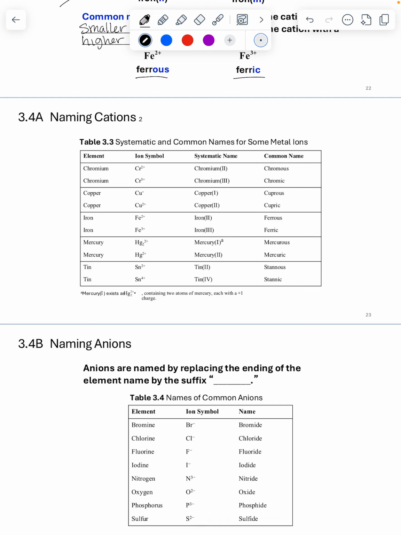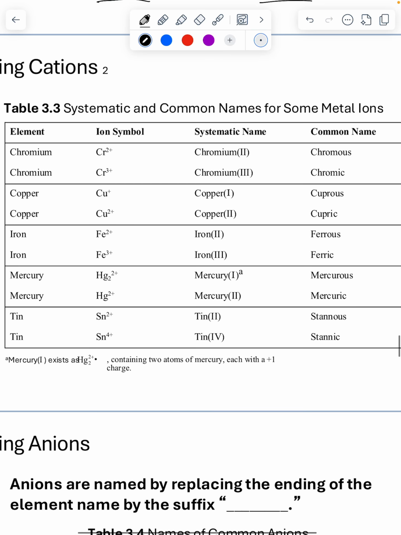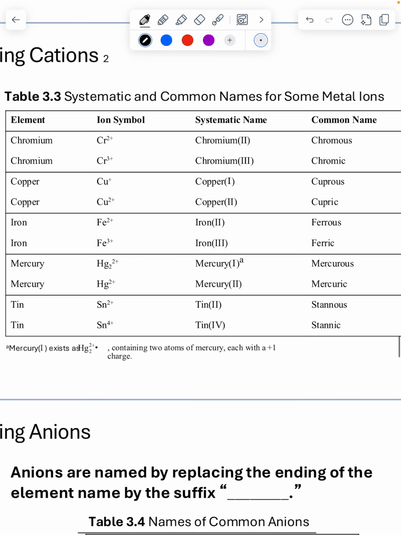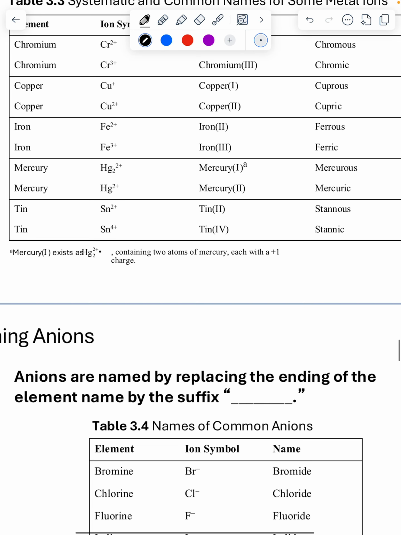Notice the common name of copper is cuprous, and this is where the symbol Cu comes from, cuprous and cupric. As mentioned earlier, ferrous and ferric, and this is where the Fe symbol comes from. This is from the Latin word that means iron. Mercurous and mercuric. Tin, this is where the Sn symbol comes from. The Latin word for tin is stannous, and stannic. And so that gives you an idea of where some of these symbols come from.